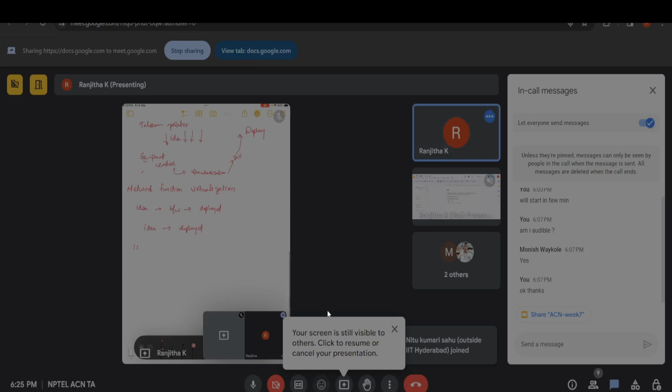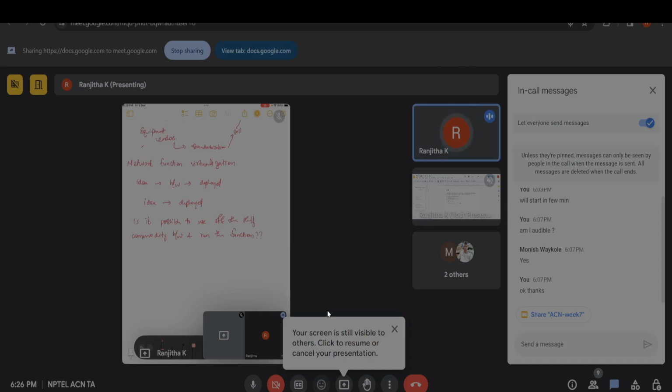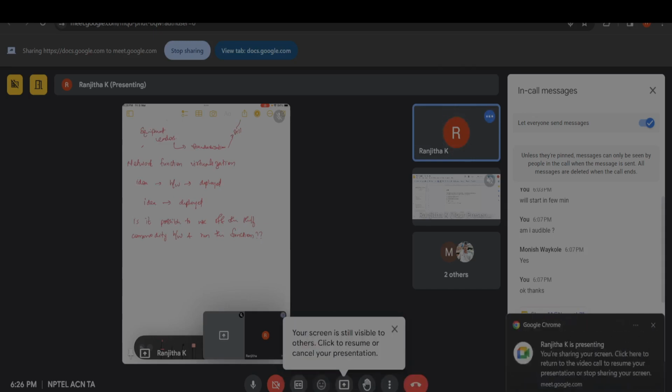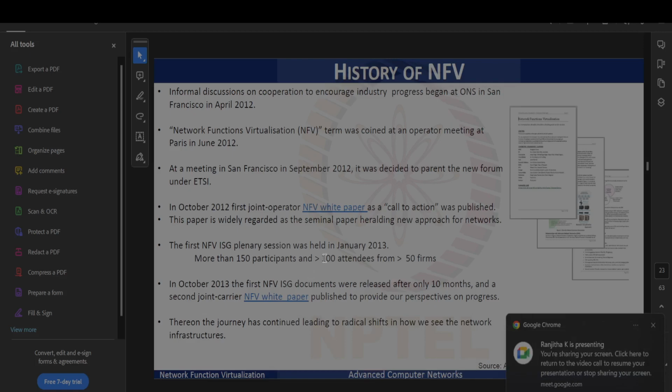So is it possible to use off the shelf commodity hardware and run the functions? So this is what people were looking for, okay? And the answer was yes. That's how the whole concept of network function virtualization came into picture. Any doubt till now?